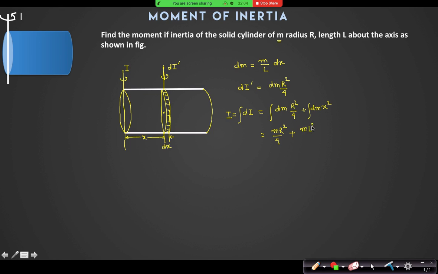I am getting m r square L by 4 plus m L square by 3. Where did you get the extra L from? L will cancel. The moment of inertia will be m r square by 4 plus m L square by 3. Got it? Yes, sir. So if you cannot apply a theorem, apply integration.